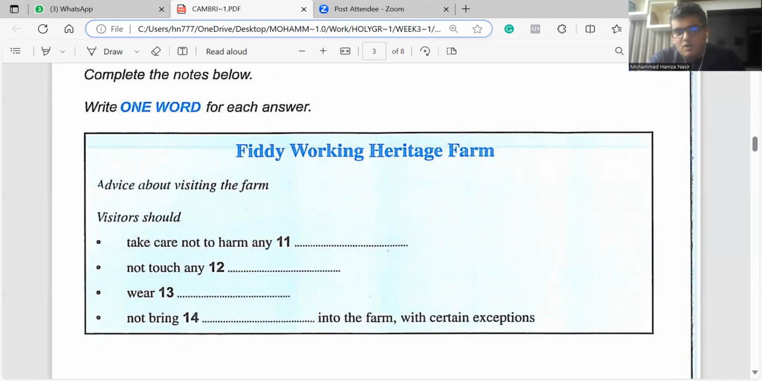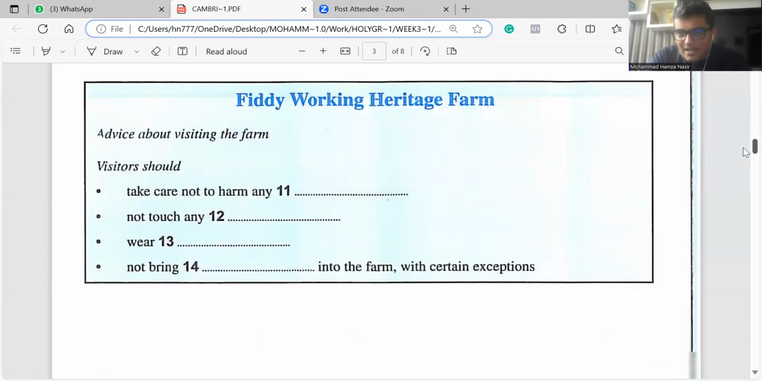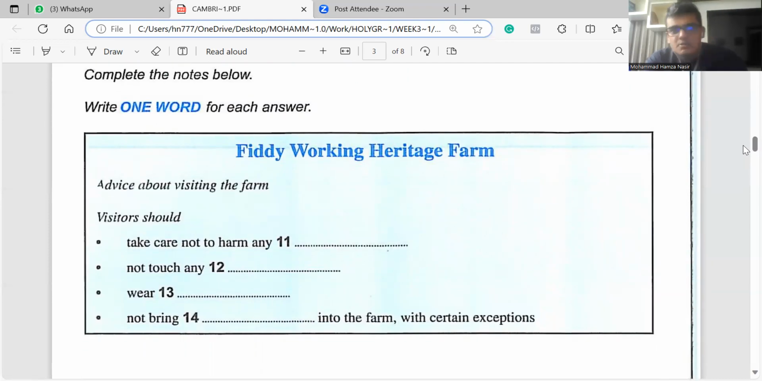So in the first part, for questions 11 to 14, our instruction is very clearly given to us, and that is in bold capital blue: write one word for each answer, okay? So our heading for this part of the section is FIDI Working Heritage Farm. Like I said before, section 2 is a social section that involves one speaker. So there's going to be one speaker giving the listeners an in-depth explanation of the dynamics and the workings and the schematics of the FIDI Working Heritage Farm, okay?